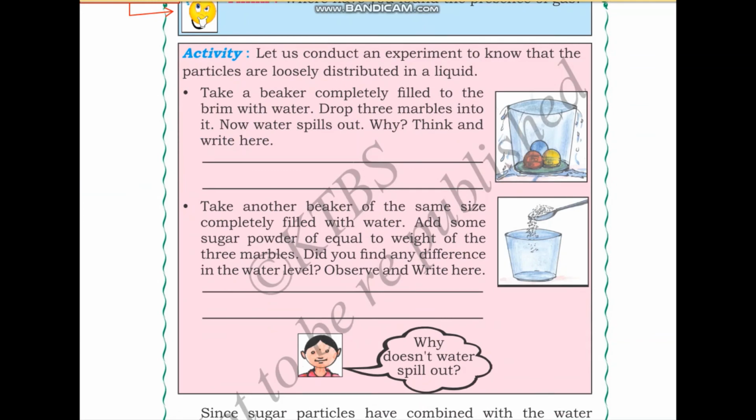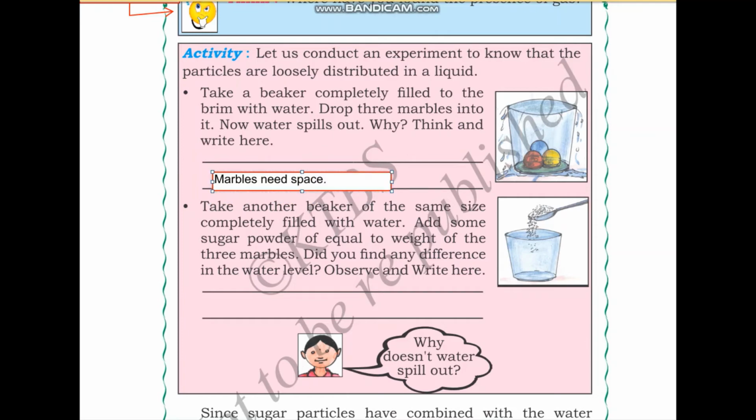First, take a beaker completely filled to the brim with water. Drop 3 marbles into it. Now, water spills out. Why? Think and write here. So, water spills out because we had learned that matter occupies space. To make space for the marbles, the water is spilling out. So, marbles need space. To make space for it, the water is spilling out.